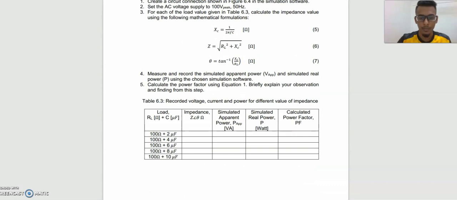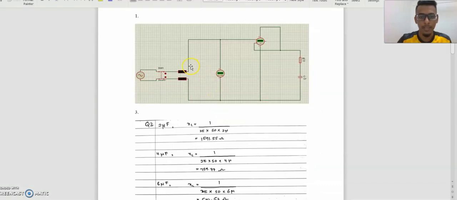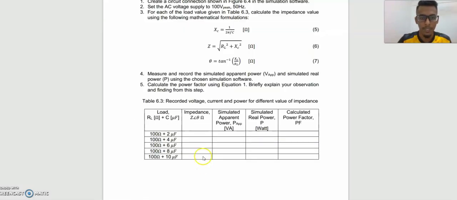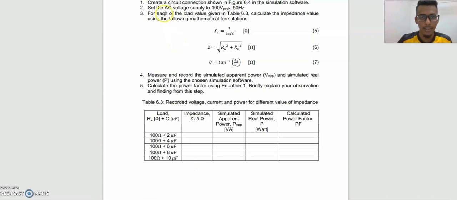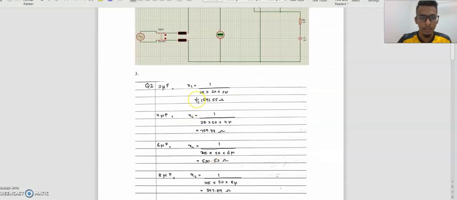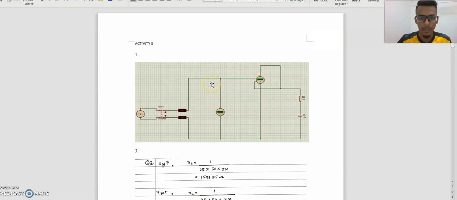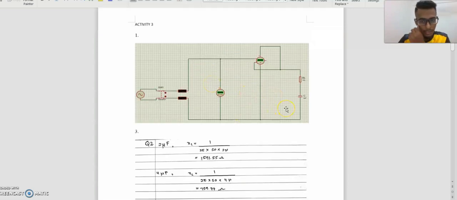Okay, this is the simulation that I did in Proteus. So the next one is to set the AC voltage supply to 100 volt peak and 50 Hertz. So I already did this.